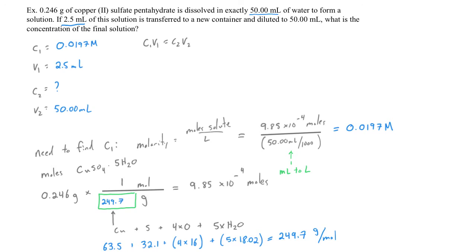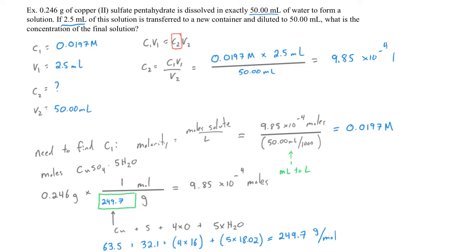Now we just have to solve for the missing variable, which is C2, or the final concentration. C2 will be equal to C1 times V1 over V2. So now I'm just putting in the values for the initial concentration, the initial volume, and the final volume, and then seeing which units are canceled and which units will remain. Notice that we have volume in the numerator and the denominator, and those are both in milliliters. So milliliters will cross-cancel.